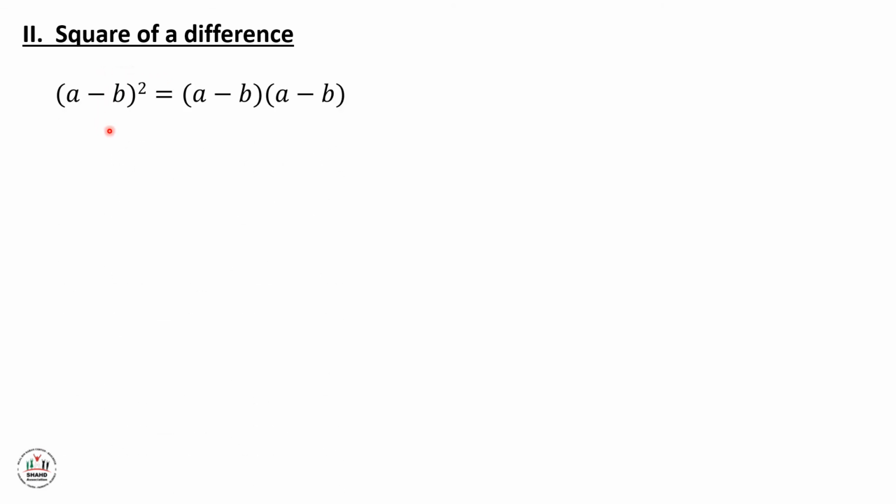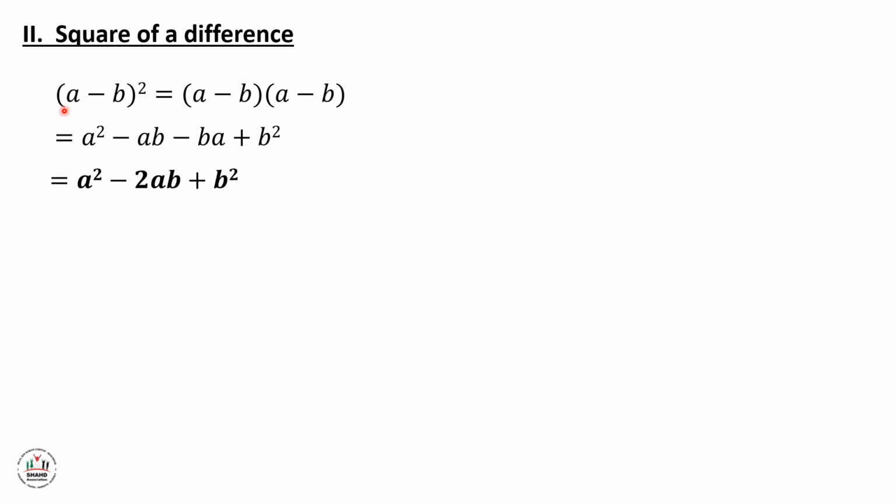The square of a difference, which is almost the same as the previous one, but we have a minus b, not a plus b. So a minus b squared is equal to a minus b into a minus b, which is equal to a squared minus ab minus ba plus b squared. So we can collect minus ab with minus ba, and the final answer is equal to a squared minus 2ab plus b squared.